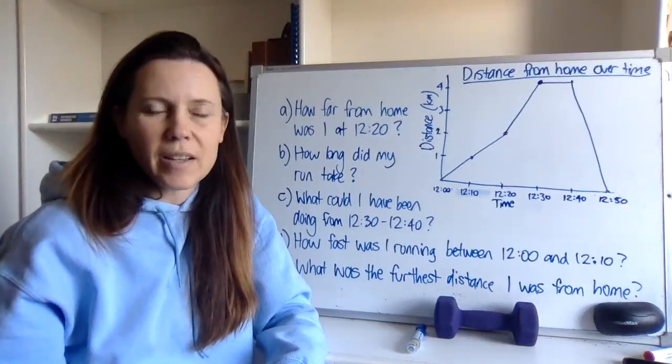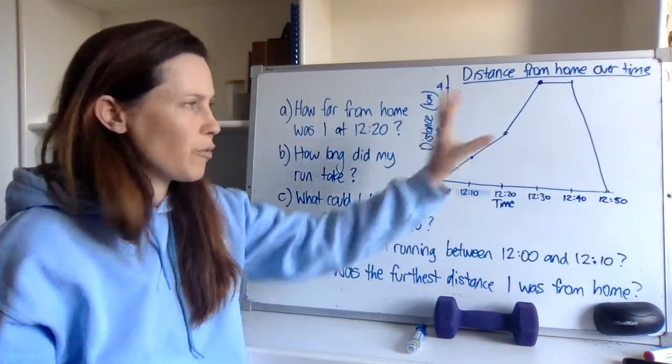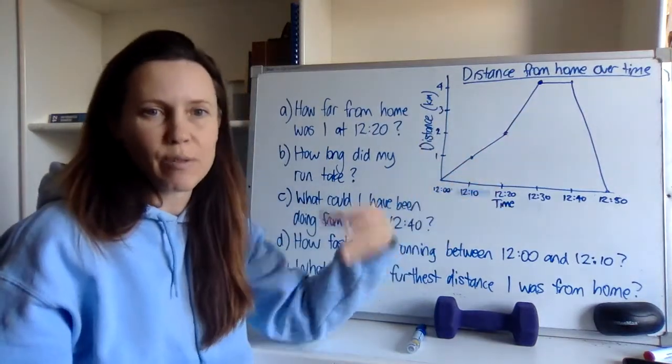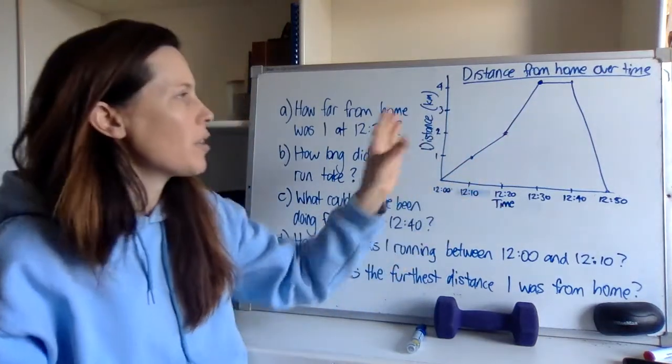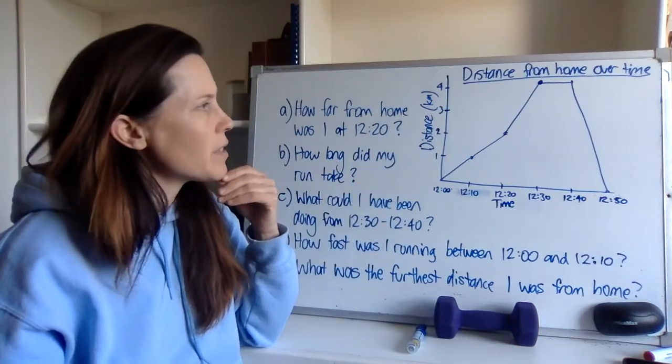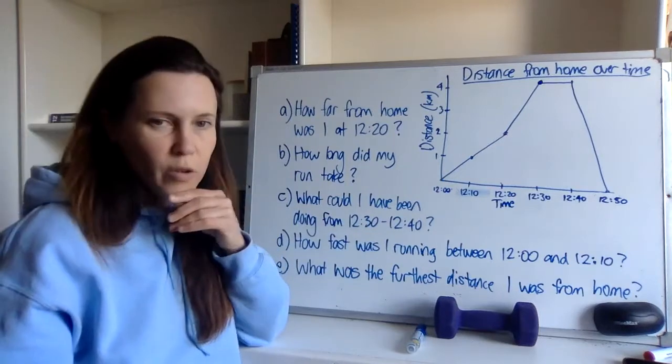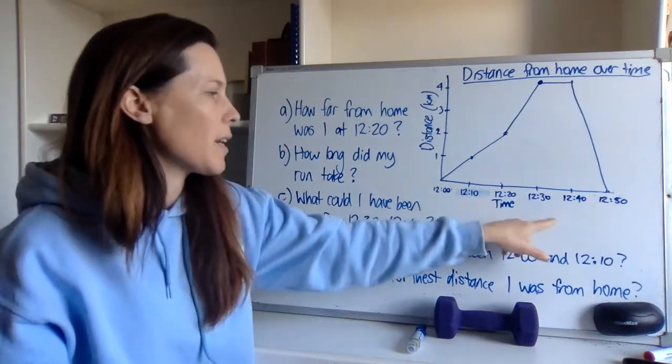Now in this exercise, you're expected to read information from a graph quite often, more often probably than having to draw a graph from the information. So here I've got a graph showing the distance that I am from home over time when I go for, say, a walk or a run one day. So I've got time on the x-axis here.